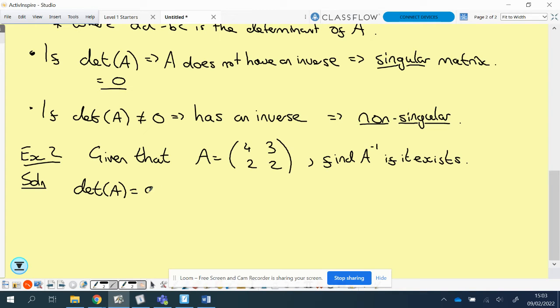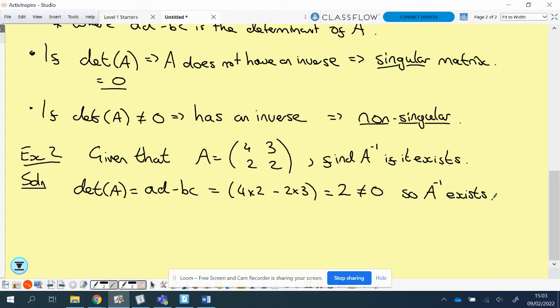Okay, so remember that is AD minus BC. Remember where those positions would be in your matrix. Therefore here it would be 4 times 2 subtract, in this case, 2 times 3. If you do that correctly, you get the answer 2. But the main thing is it's non-zero, therefore A inverse exists. So you always check the determinant first.